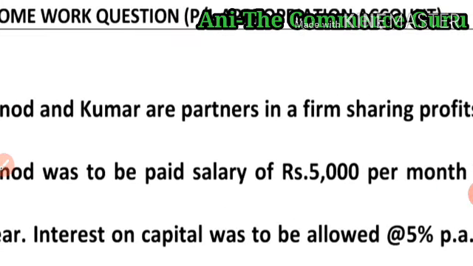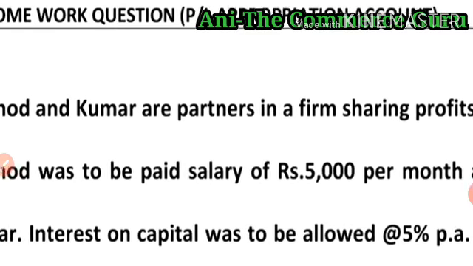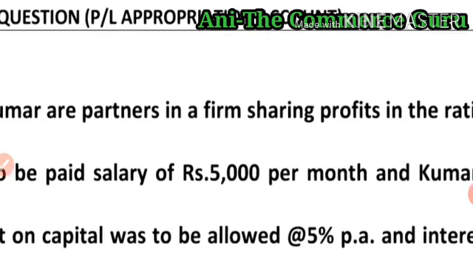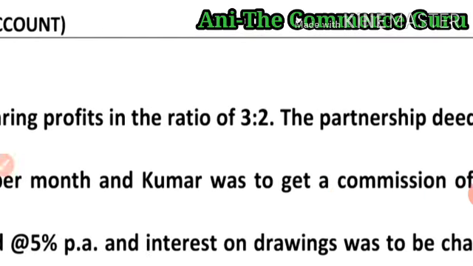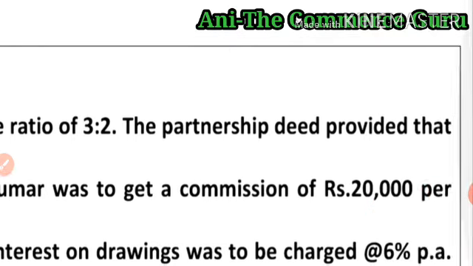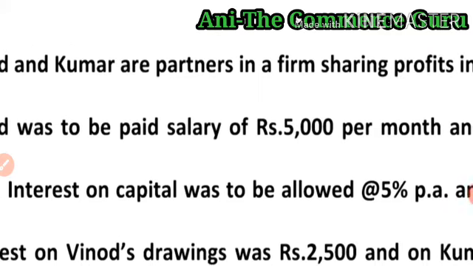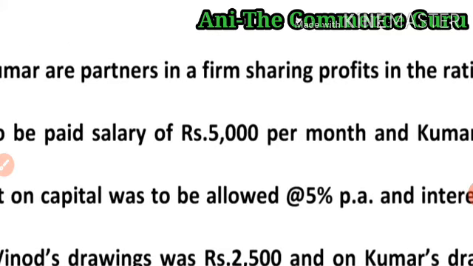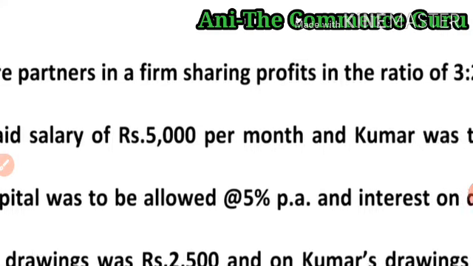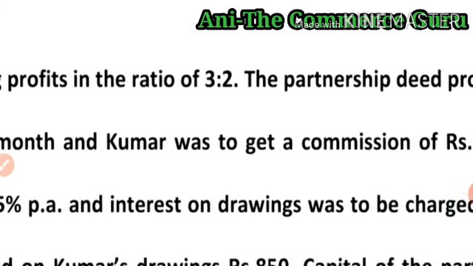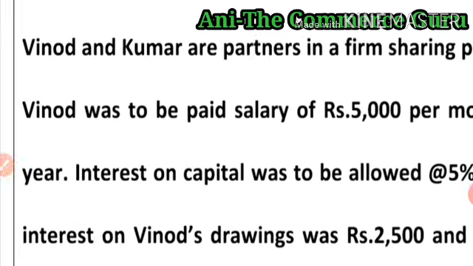Vinod and Kumar are partners. So here only 2 partners are given. Vinod and Kumar are partners in a firm sharing profits in the ratio of 3:2. So the profit sharing ratio is also given there, 3:2. The partnership deed provided that Vinod was to be paid a salary of rupees 5,000 per month. 5,000 per month is given here, so you need to convert it into per annum. And Kumar was to get a commission of rupees 20,000 per year.